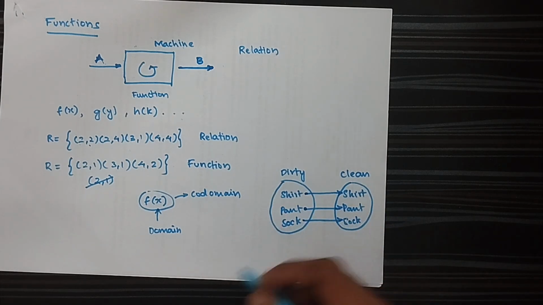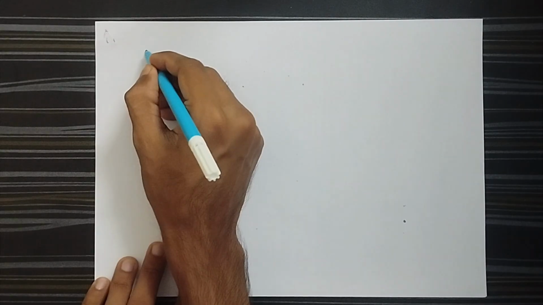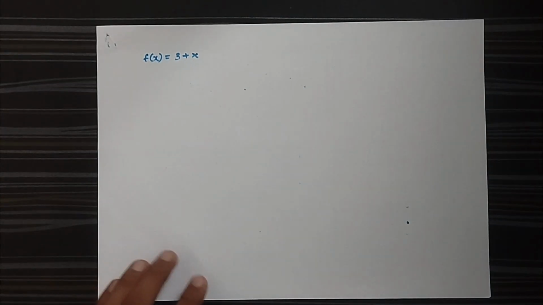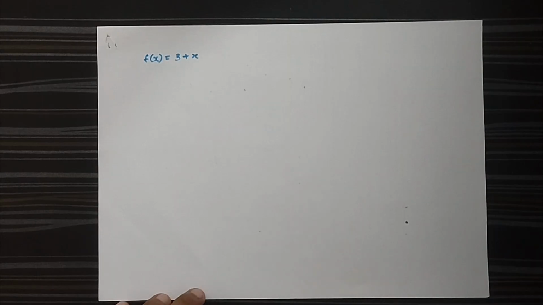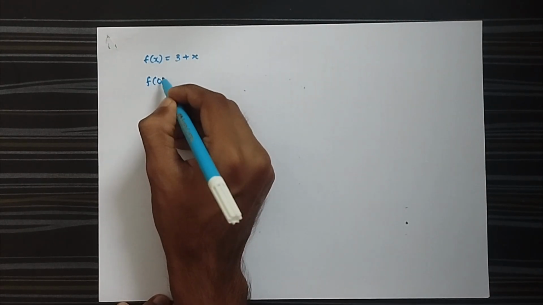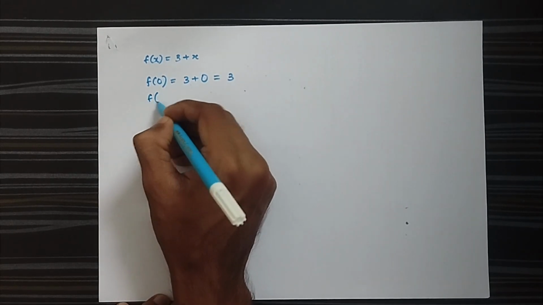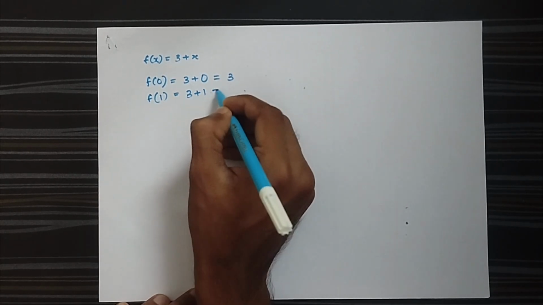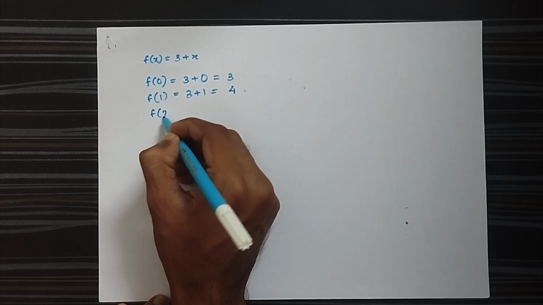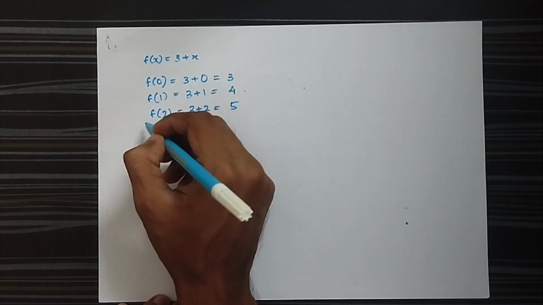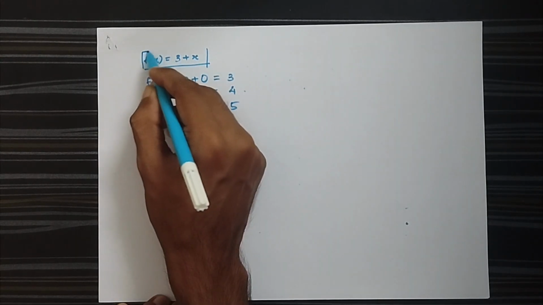This type of arrow diagram represents a function. This can also be a relation, but not all relations are functions. Let's define a function now. f of x equal to 3 plus x. This would be considered a function. So if we give x as 0, f of 0 would equal 3 plus 0, which is equal to 3. f of 1 would equal 3 plus 1, which is equal to 4. f of 2 would equal 3 plus 2, which is equal to 5. These all are based on the function which we have written in the start.